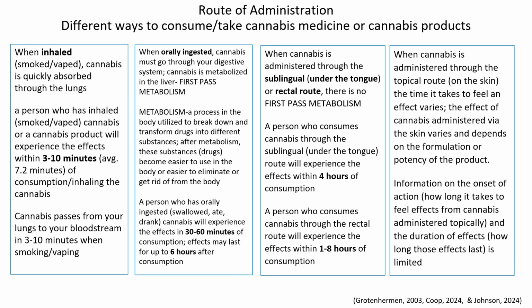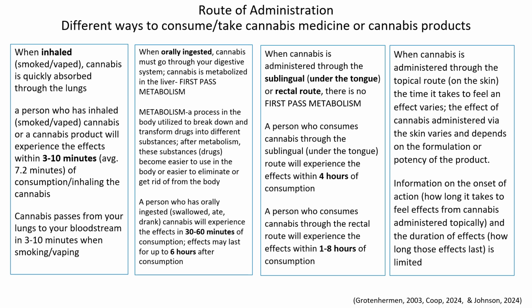Cannabis passes from your lungs to your bloodstream in 3 to 10 minutes when smoking or vaping. When orally ingested, cannabis must go through your digestive system. Cannabis is metabolized in the liver, and it goes through a process called first-pass metabolism. So metabolism is a process in the body utilized to break down and transform drugs into different substances. After metabolism, these substances or drugs become easier to use in the body or easier to eliminate or get rid of. A person who has orally ingested, swallowed, ate, drank cannabis will experience the effects in 30 to 60 minutes of consumption. Effects may last for up to 6 hours after consumption.